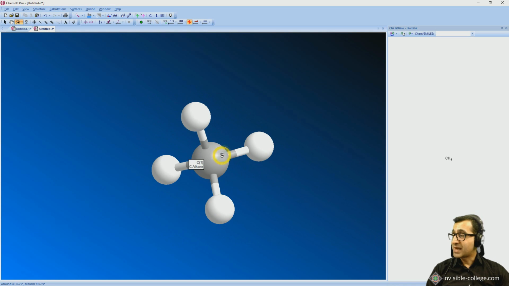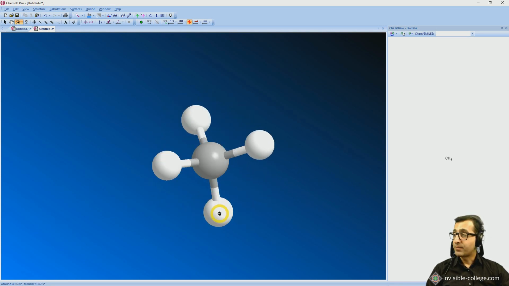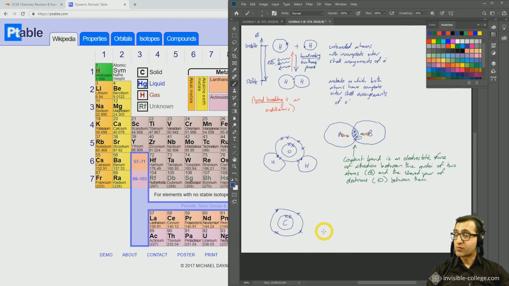So this carbon atom now has a full outer shell of 8 electrons because it started with 4, but it's sharing 4 electrons with each one of these hydrogens. So this is a pair of electrons, this is a pair of electrons, this is a pair of electrons, this is a pair of electrons. So we have 8 electrons in total in that second shell, and this is methane.